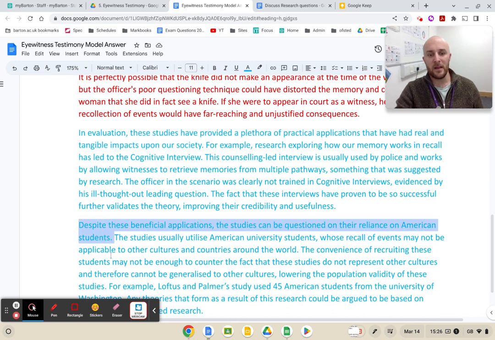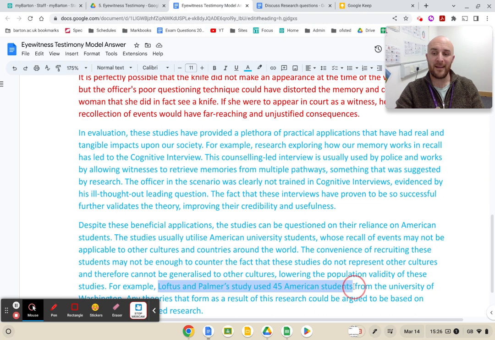Right? This point down here, despite these beneficial applications, that's me linking it back to the previous point. Despite these beneficial applications, the studies can be questioned on their reliance on American students. Now, I've not mentioned Loftus and Palmer, I've not mentioned Johnson and Scott. I'm talking about the research as a whole here, and all I'm going to do is use Loftus and Palmer as evidence for my point. That is how you do these points.